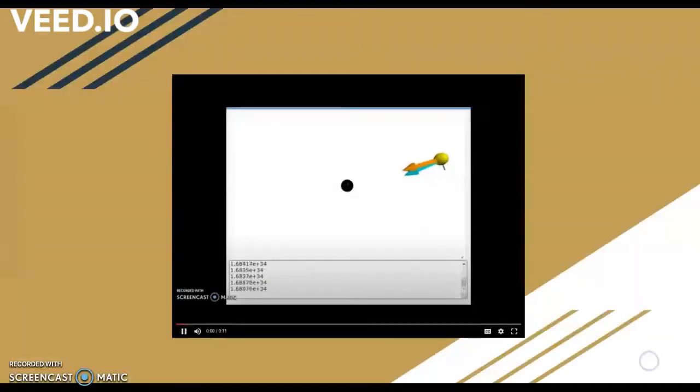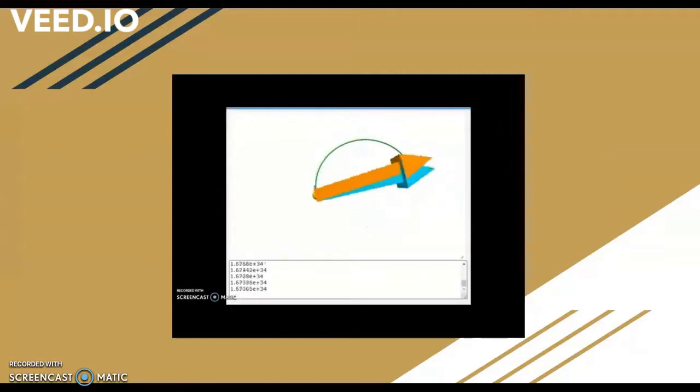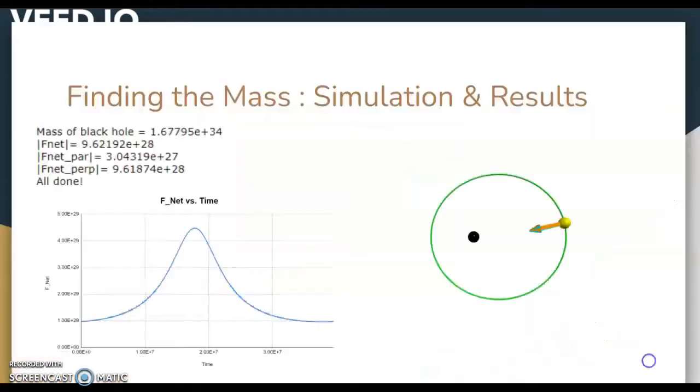Here is a representation of that trial. As you can see, that blue arrow represents the perpendicular component of force, the pink one represents the parallel, and the orange represents the net force. In this simulation, we see in the bottom left-hand corner a graph of the net force versus time. As you can see, at that peak, that's right where the yellow ball is on the left-hand side, closest to the black hole of that green orbit. That makes sense because when it's closest to the black hole, the net forces are the highest.